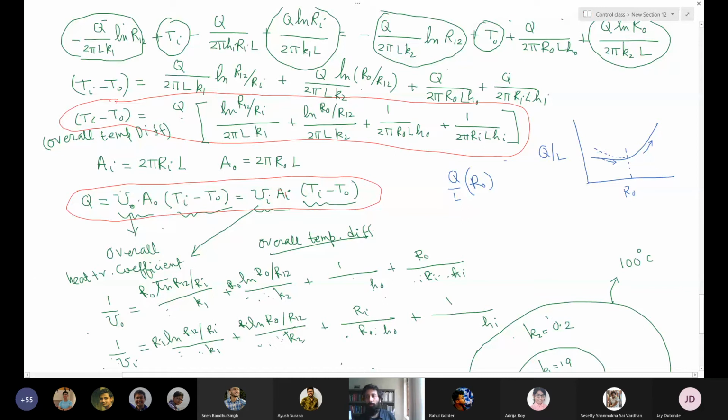Planar case, no matter what is the thermal conductivity of the insulation, this always gives you less heat loss. But for a cylindrical system or spherical system, there is an optimum insulation thickness beyond which you increase the heat loss because of increase in area. Any question on this optimum insulation thickness?